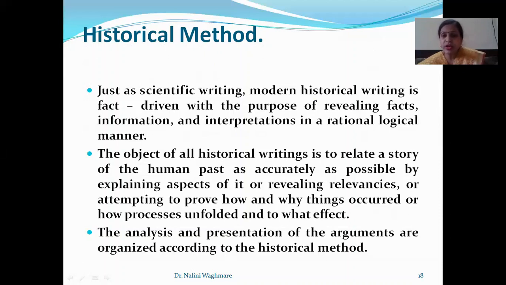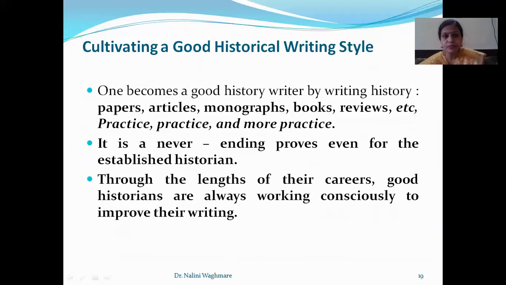The object of all historical writing is to relate a story of the human past as accurately as possible by explaining its aspects, revealing relevance, or attempting to prove how and why things occurred or how a process unfolded and to what effect. The analysis and presentation of the arguments are organized according to historical method.